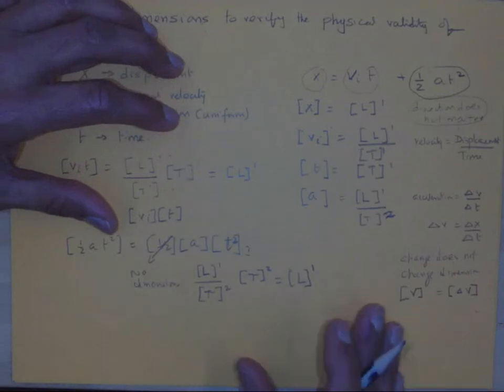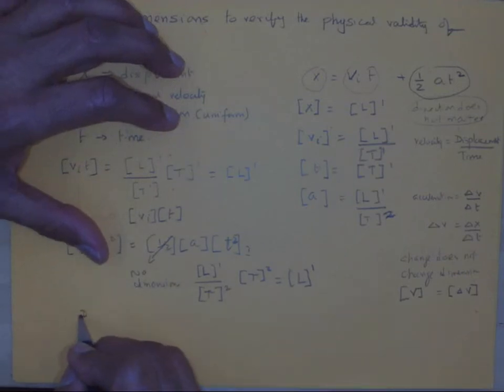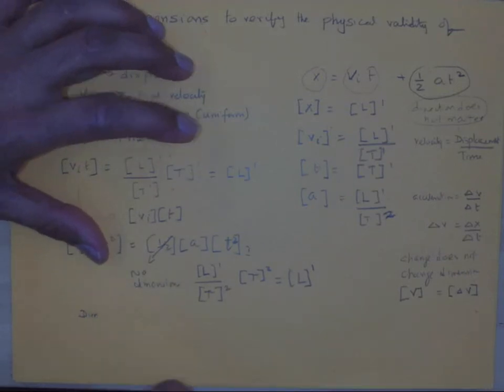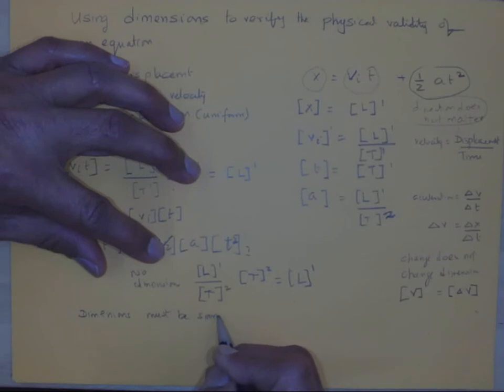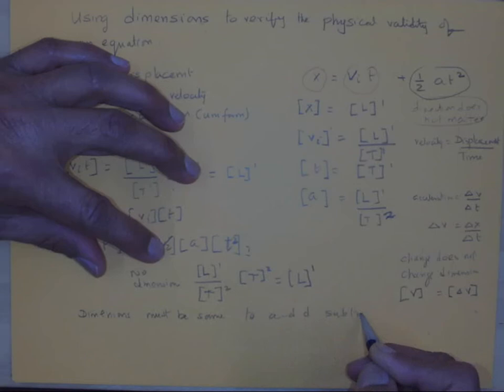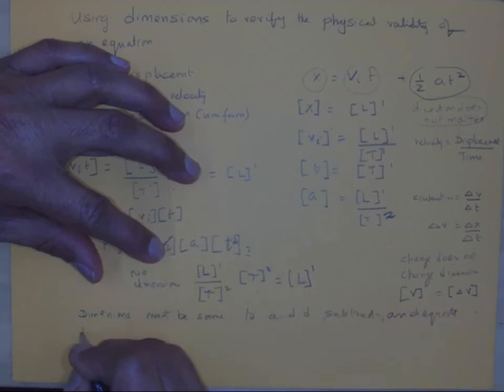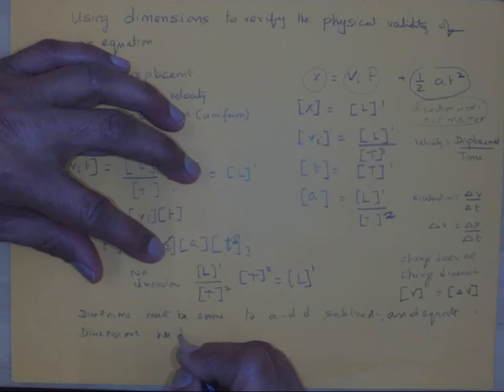So there are three basic things which we will write. Quantities' dimensions must be same to add, subtract, and equate. Dimensions need not be same to multiply.